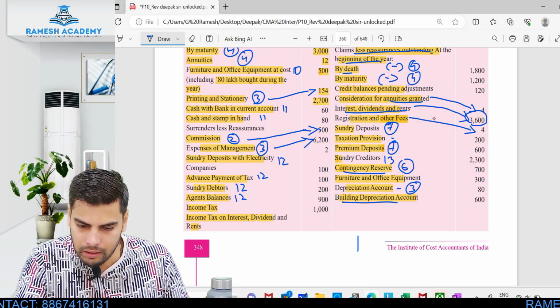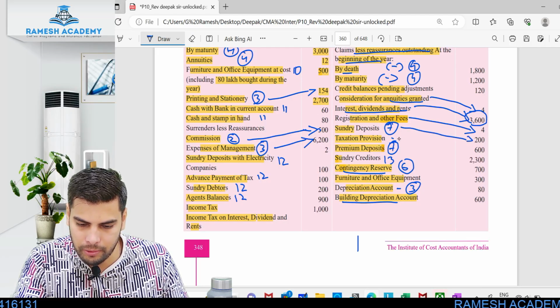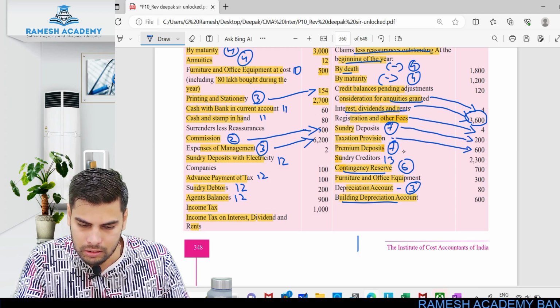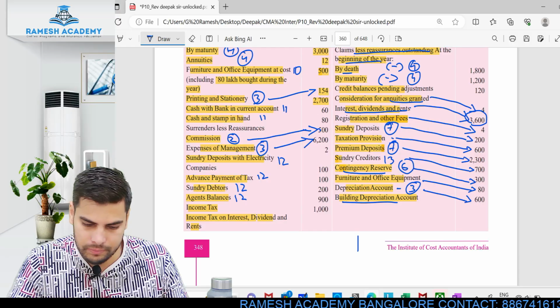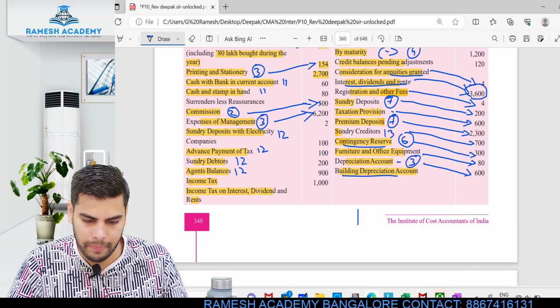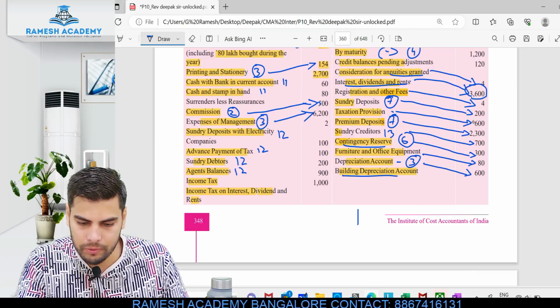Just a second. So registration fee is this. This should be sundry deposit. This should be the tax provision. This would be the premium amount. This would be the creditors, contingency reserve, furniture and equipment, depreciation. Clear? Now if you see the taxation provision, how much is it?